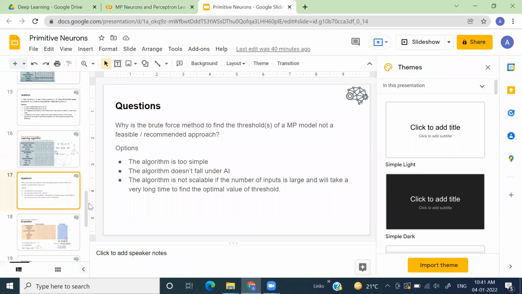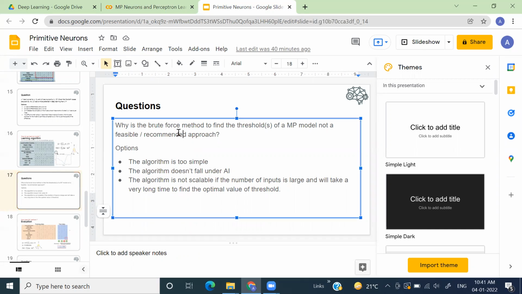All right, now let's go to another question. Quickly look into this question and tell me what would be the correct option. Why is the brute force method to find a threshold of the MP model not a feasible, recommended approach? Just think a little bit and tell which will be the correct option. Just now we have seen the brute force approach, right? But this brute force approach is not the best technique.